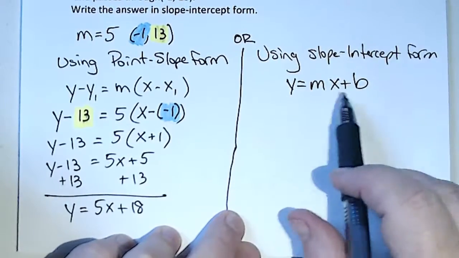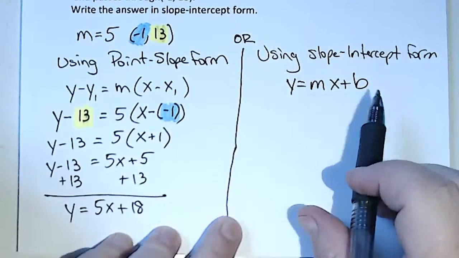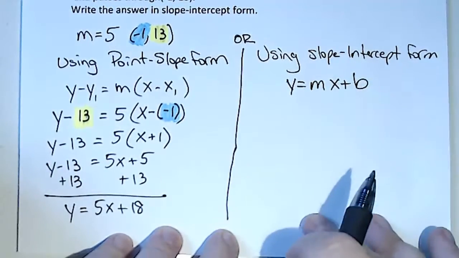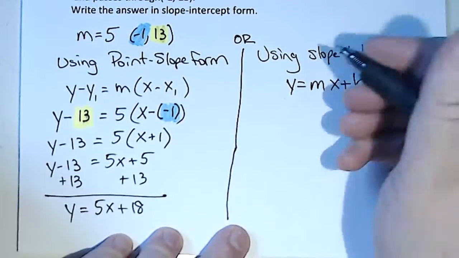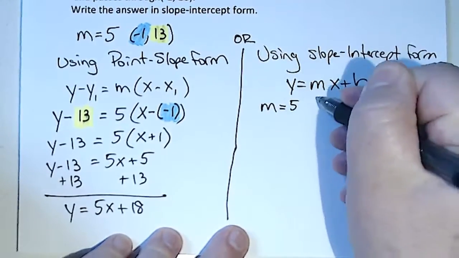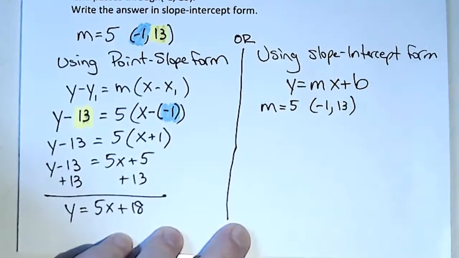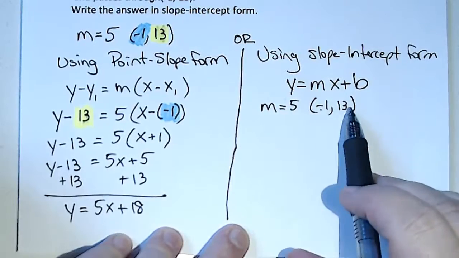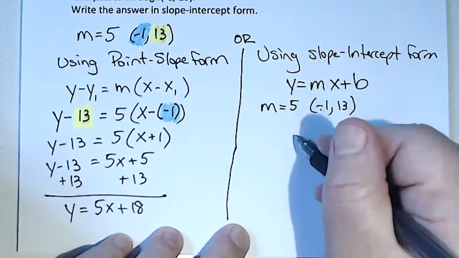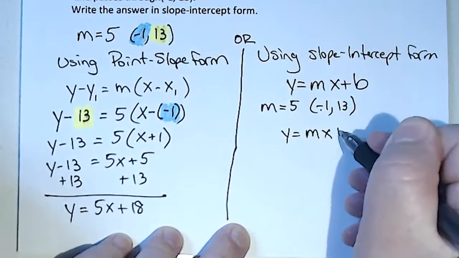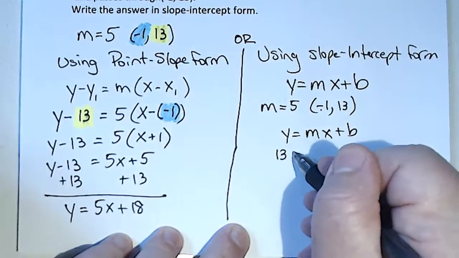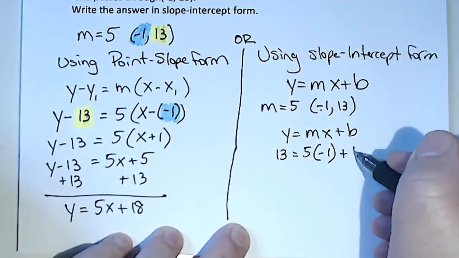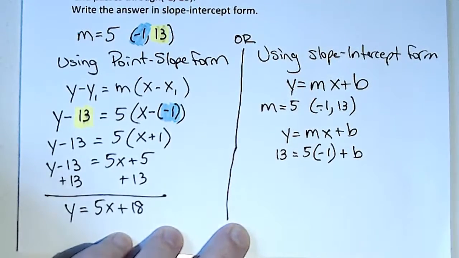Okay, so this one's a little bit less elegant. This one, there's a place for everything and everything in its place. And this one is a lot of shoving and jostling. So our slope is 5 and our point is negative 1, 13. So we only have one x and one y in this equation. So we're going to have to use them for these. So the y is, let me write this again so you see it directly underneath. The y is 13. The slope is 5. The x is negative 1. And then we don't know what b is.